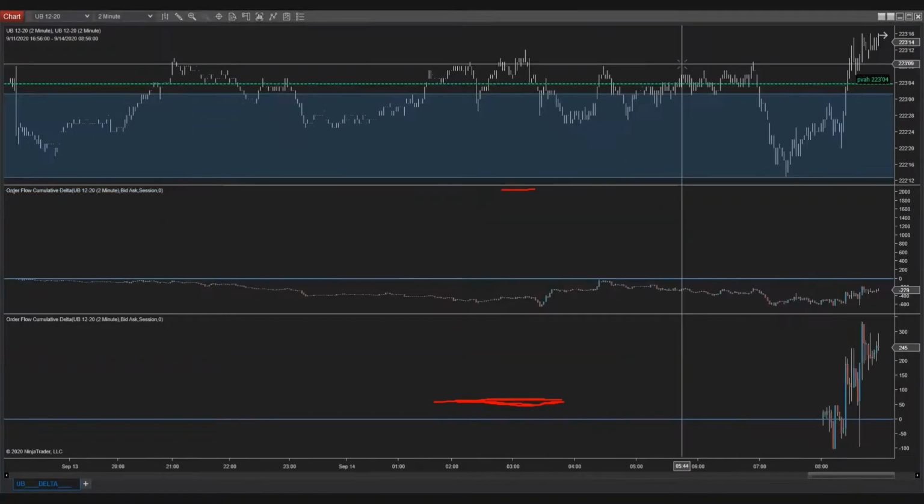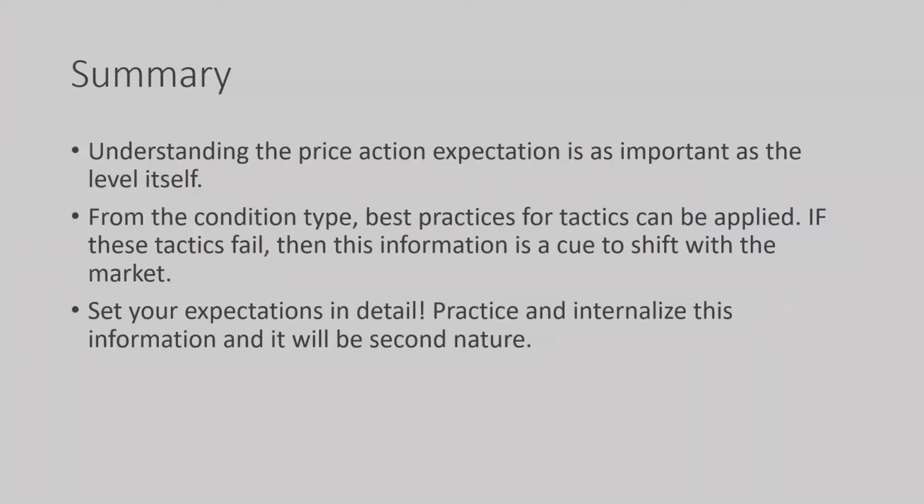So that is that. Summary: understanding the price action expectation is as important as the level itself. In other words, understanding what the condition resulting from that line in the sand is going to be key for figuring out what's important in terms of dissonance. From the condition type, the best practices for tactics can be applied. And if these tactics start to fail, this is information and a cue to shift your expectation with the market. Set your expectations in detail. Practice and internalize that detail because this information will then become second nature for you.